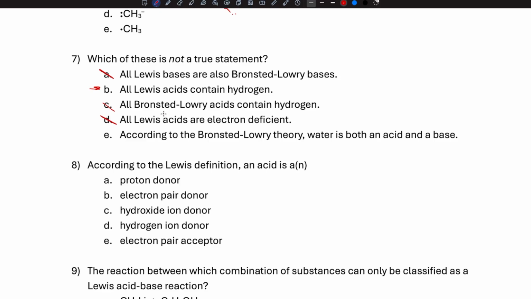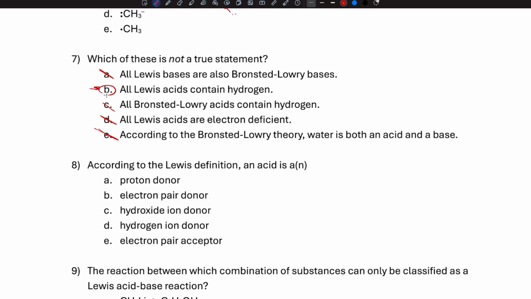According to the Bronsted-Lowry theory, water is both an acid and a base. This should be clear to you right away. According to the Lewis definition, it's also an acid and a base. And if you're not completely sure about that, go to the last explainer video, the topic video in which we talk about Bronsted-Lowry acids and bases, and it'll make a lot more sense to you.